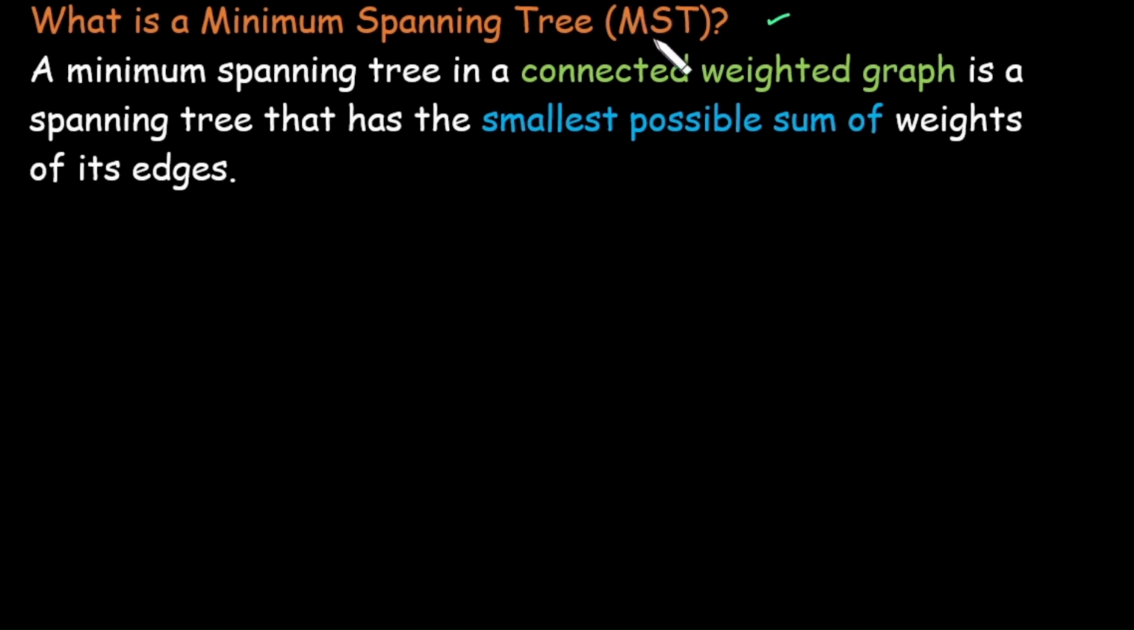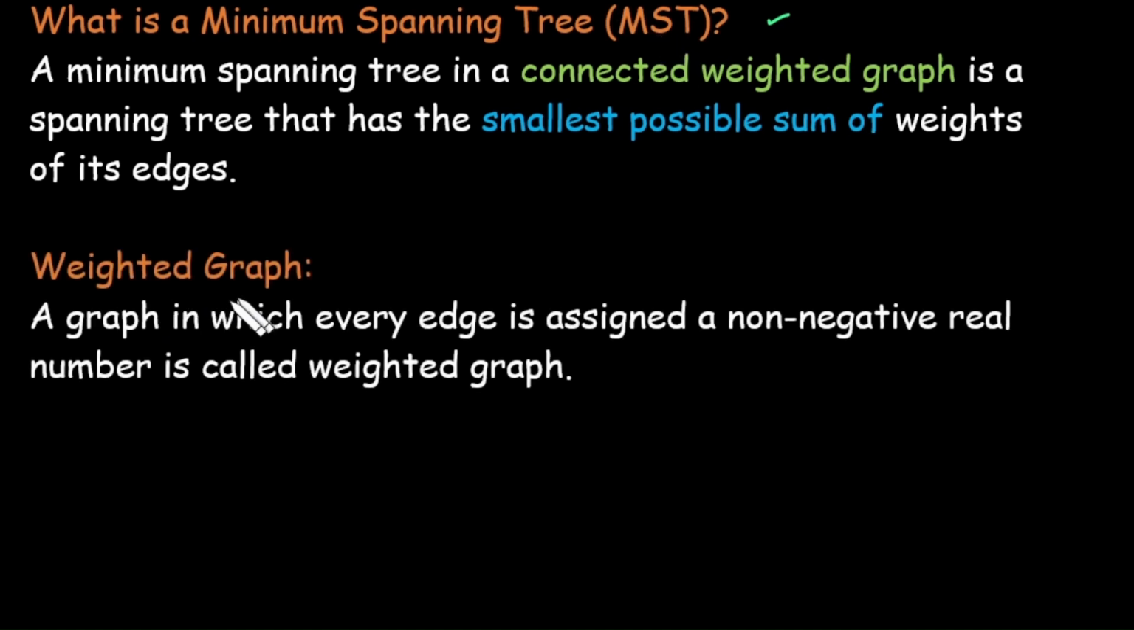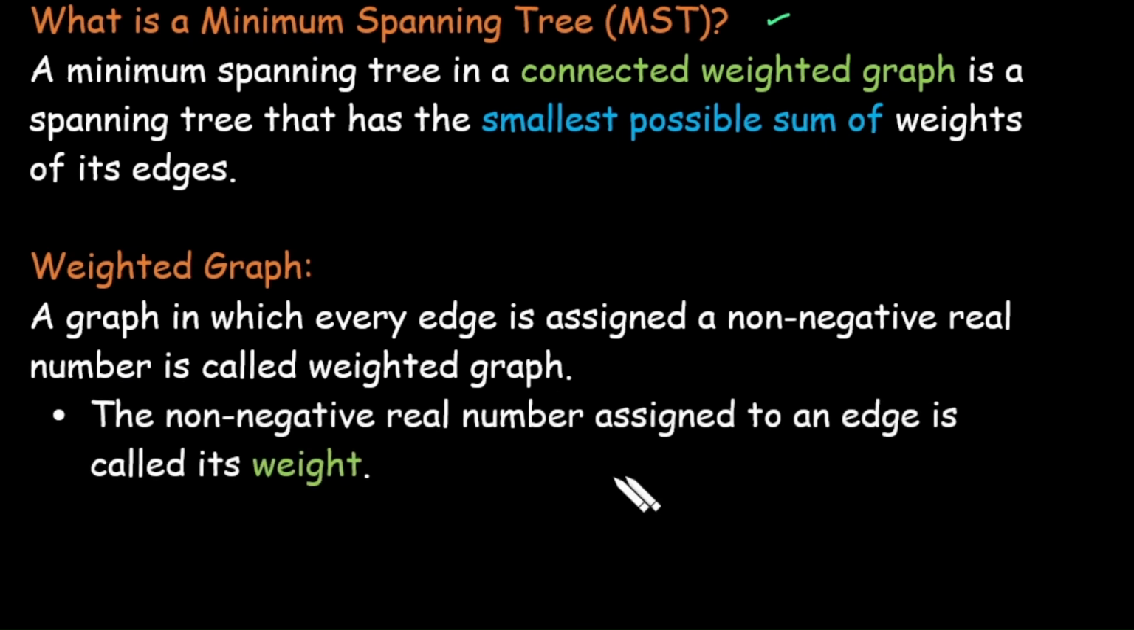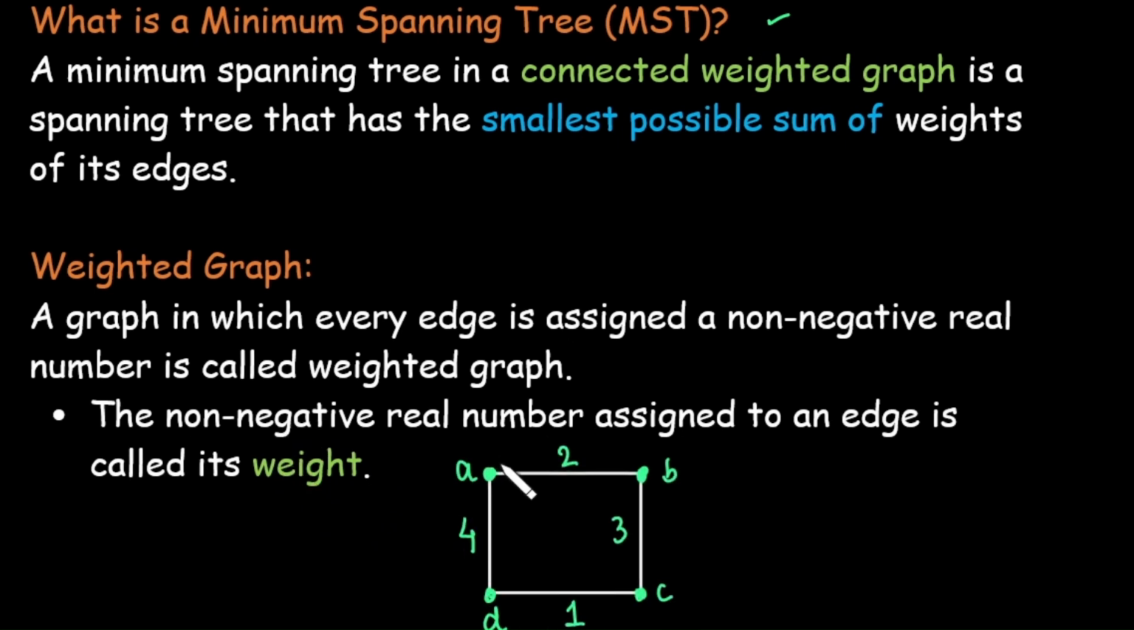So before moving to the definition of minimum spanning tree, we just need the term weighted graph. Weighted graph means a graph in which every edge is assigned a non-negative real number is called weighted graph. And that non-negative real number is called as the weight. For example, this is a weighted graph. Why it is a weighted graph? Because a non-negative real number is assigned to each and every edge. And this is called as a weight.